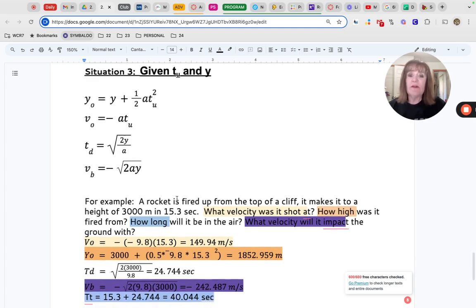So a rocket is fired up from a tower of a cliff, top of a cliff. It makes it to 3,000 meters in 15.3 seconds. What velocity was it shot at? How high was it fired from? And how long was it in the air? And what will the velocity at impact be? So now we're looking at actually 4 separate answers.